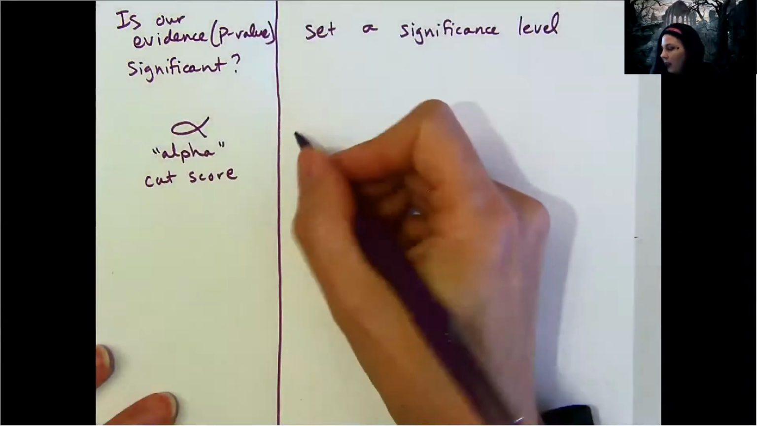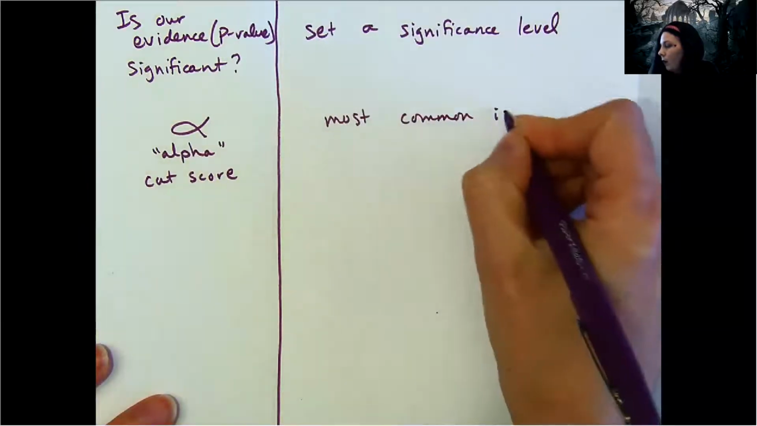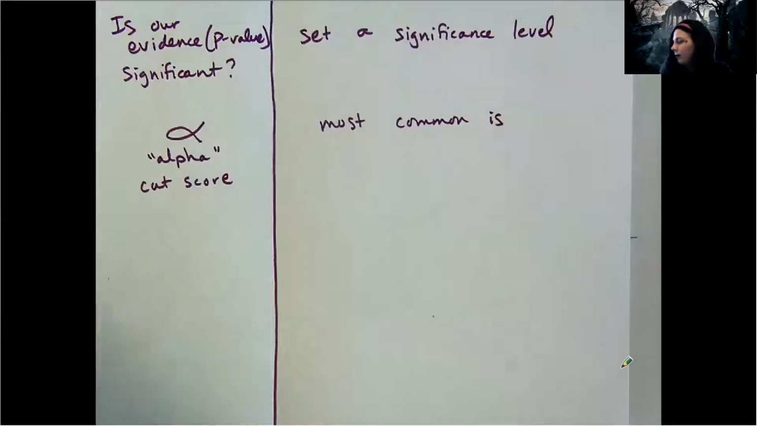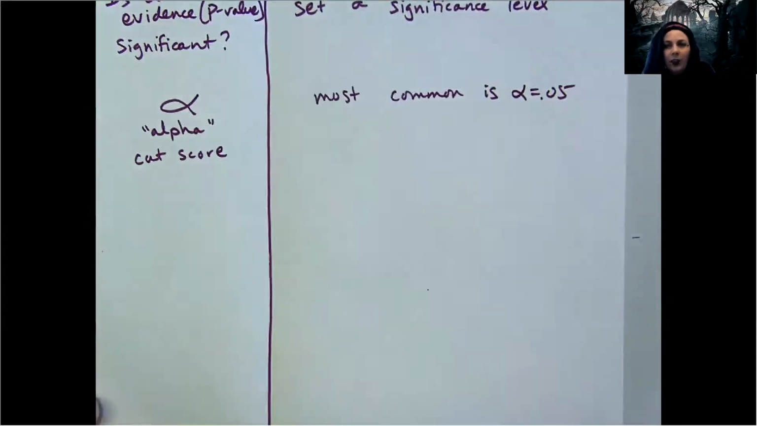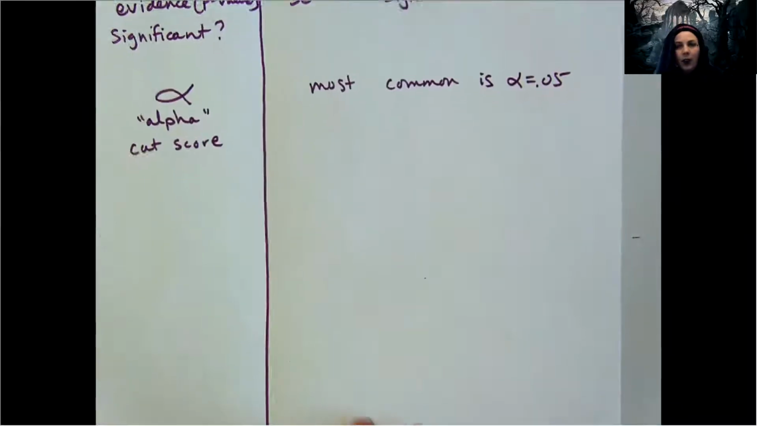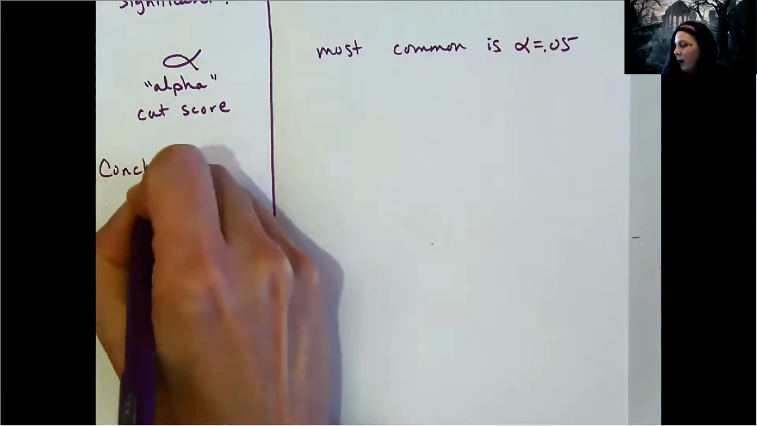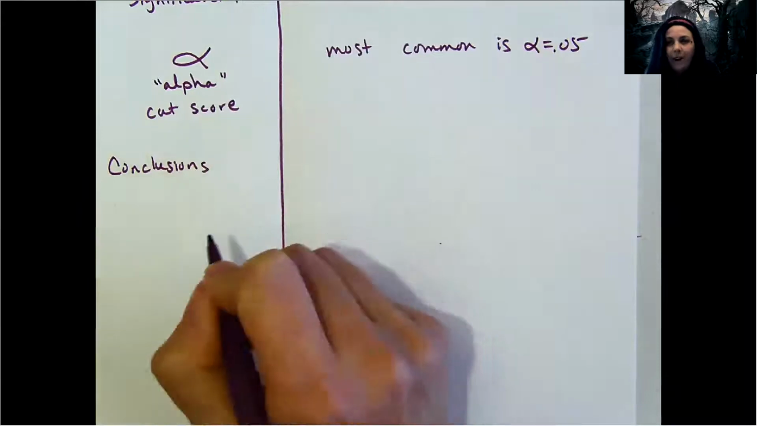The most common is alpha equals 0.05. That is the one you're going to see most often as we go through these. Okay, so the conclusions here. I know it's kind of like, what is she talking about? I promise it'll all come together in the next few days. This is just getting your feet wet with it.